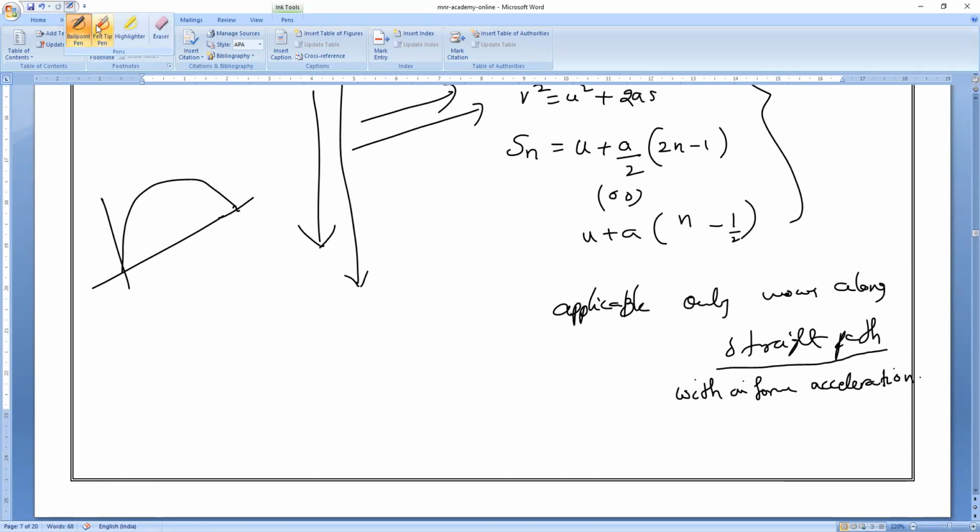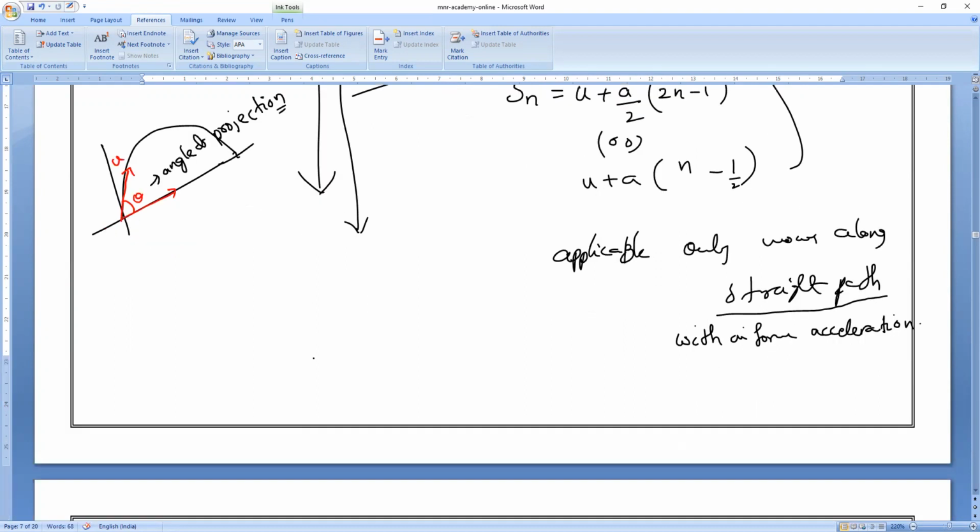Now, what is the modification we have to do? As we know, the body is projected with the initial velocity u at the angle theta. What is the angle of projection? Theta only. Am I right or wrong? Yes. Then you have to take it as two-dimensional motion, 2D motion, not one-dimensional.